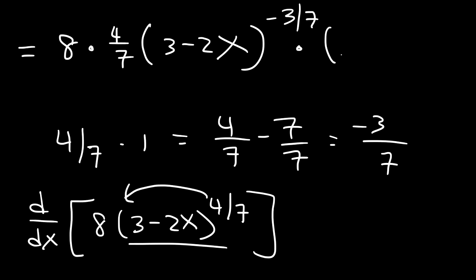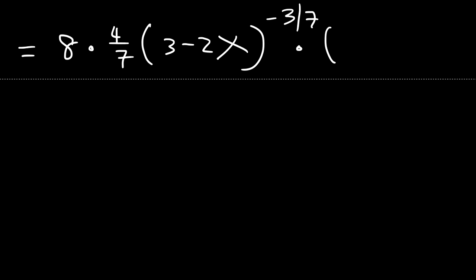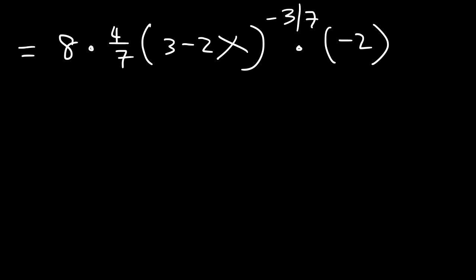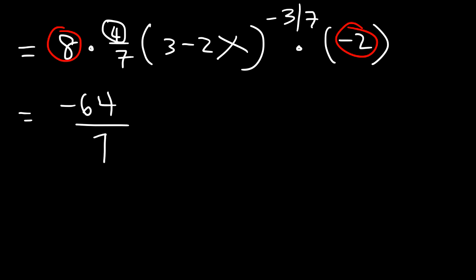And then we need to multiply by the derivative of the inside function. So the derivative of 3 minus 2x is negative 2. So now let's simplify. So we have 4 times negative 2, that's negative 8, times 8. So that's going to be negative 64, and it's divided by 7.